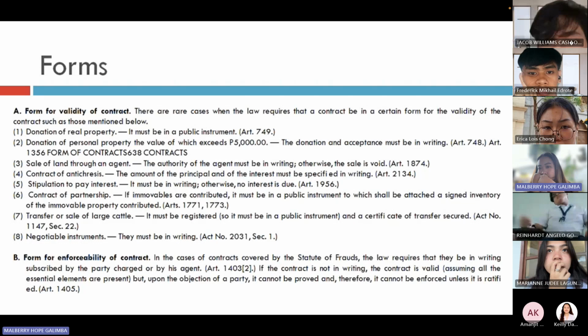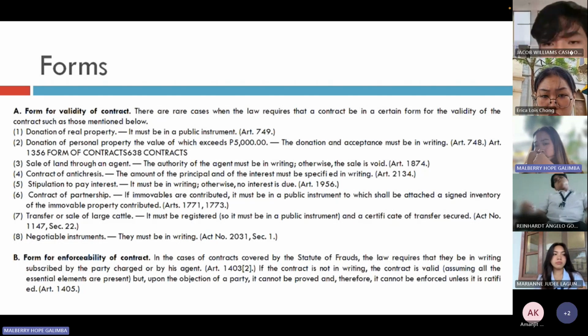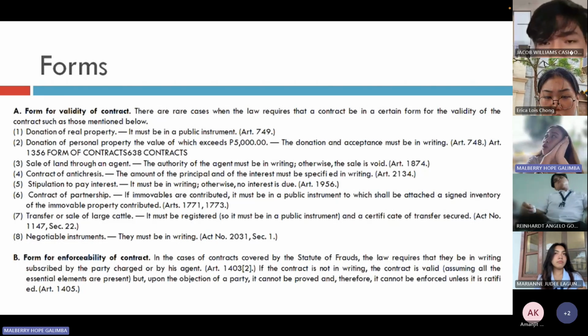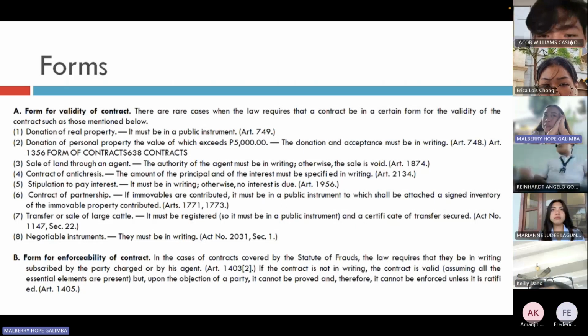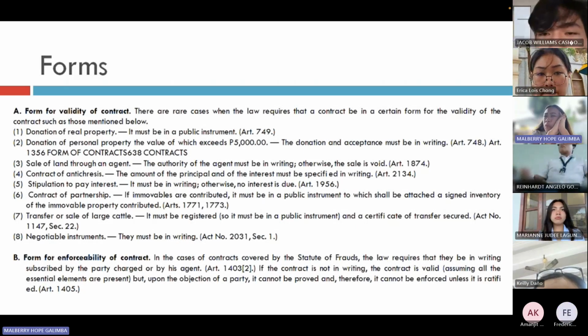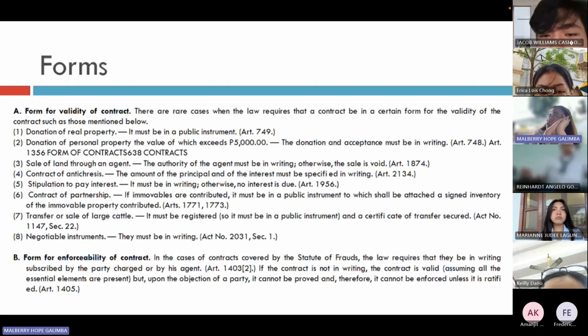If the SPA there is not in writing, it carries with it the nullity of the sale, because the agent there is acting in a representative capacity. The agent is acting in behalf of the principal. So if the agent there is not authorized in writing for the sale of land, then the sale becomes void or invalid.